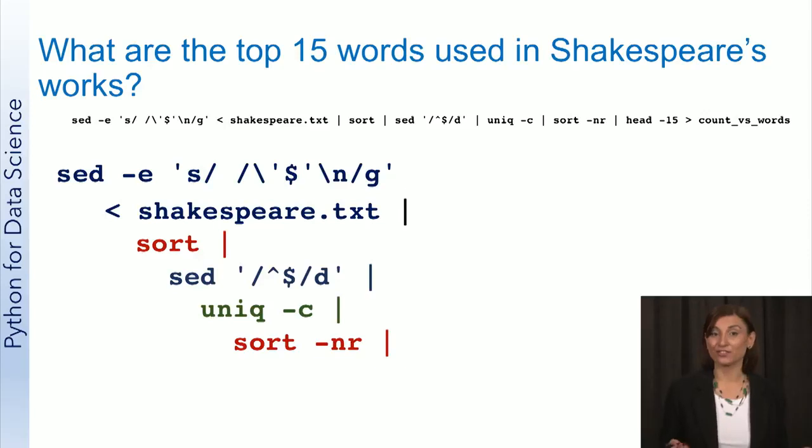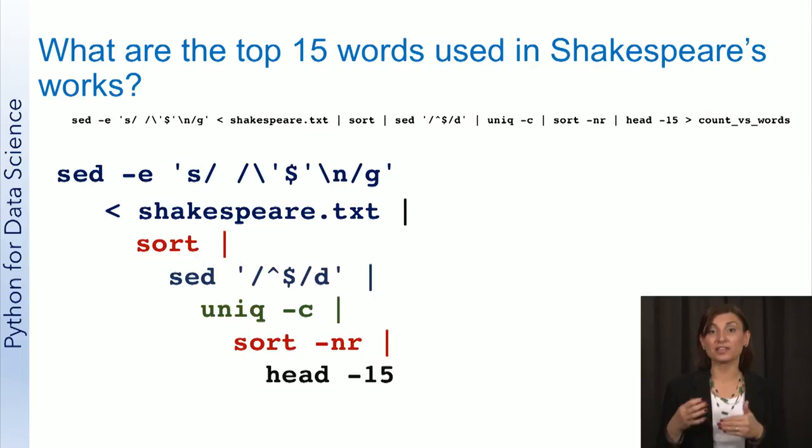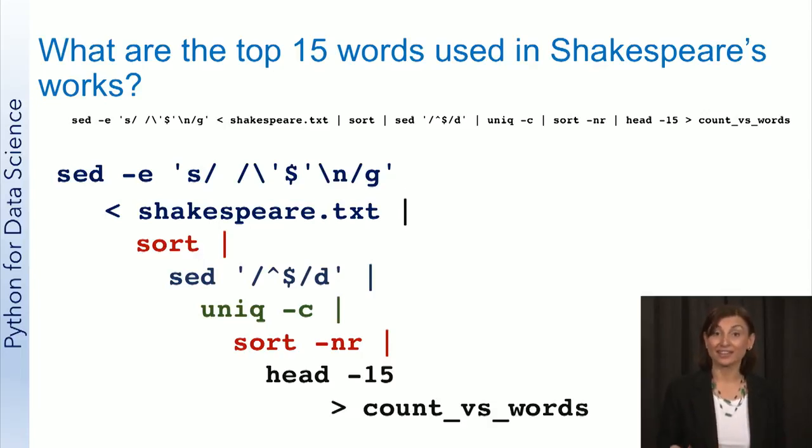Now that we have the count for each word, we need to do a numerical sort with the -nr option for the sort command. Finally, we use the head command to get the top 15 lines in the output of the sort command, and write the output into a file called count versus words.